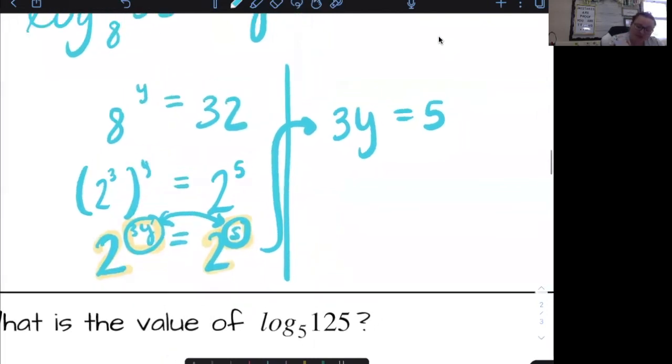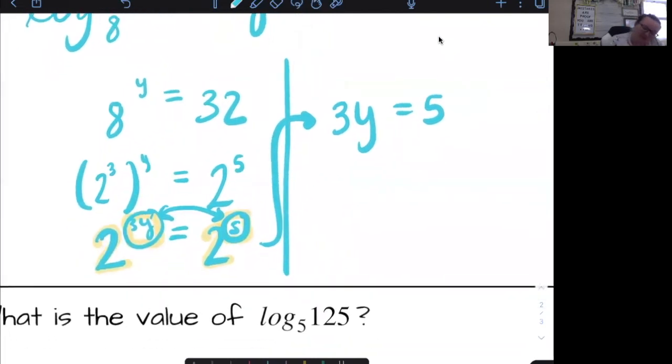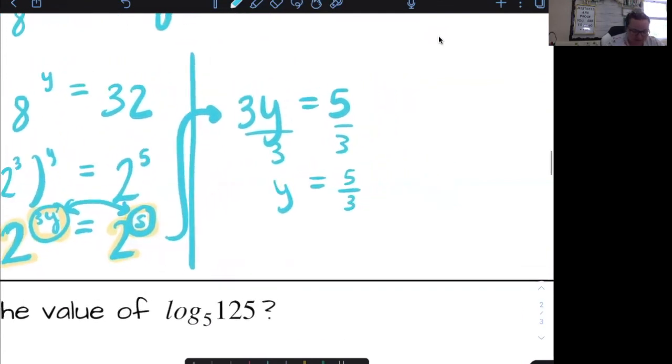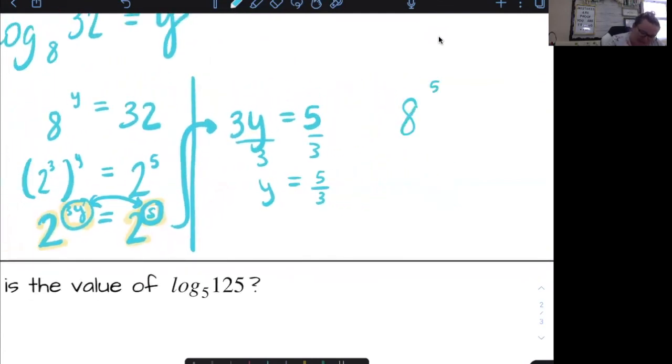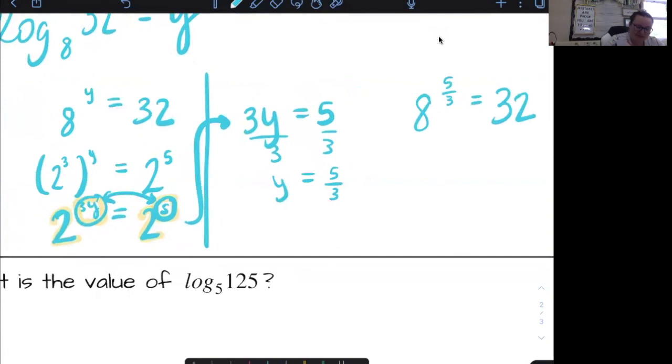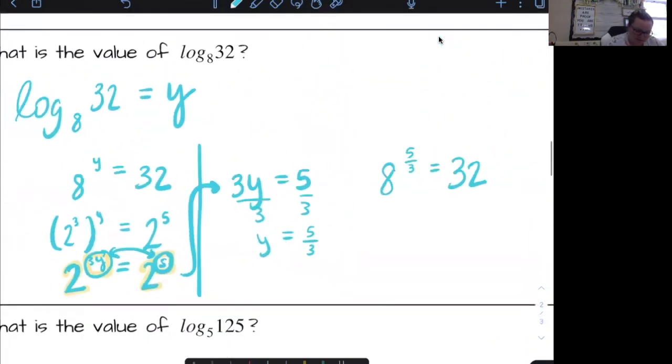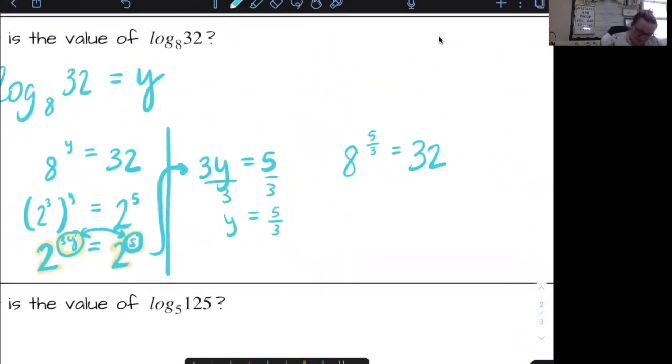So 3y must be equal to 5. Divide both sides by 3. y would be 5/3. So that means that 8 to the 5/3 should be equal to 32. And if you plug that into your calculator, 8 to the 5/3 will give you 32. So that means that our final answer, we're going to write it as the log base 8 of 32 is equal to 5/3.